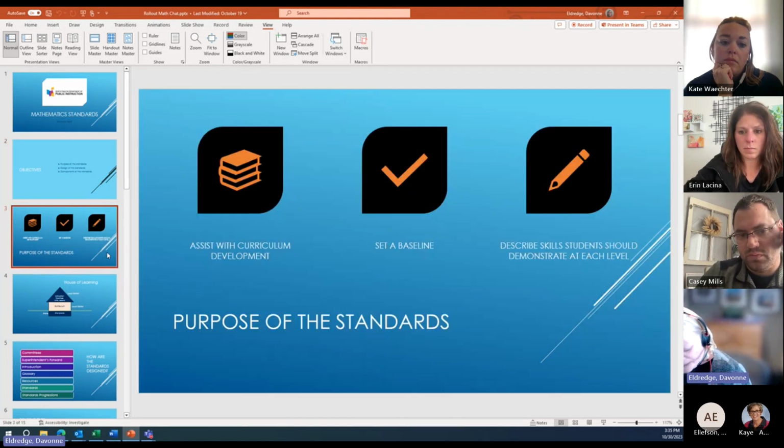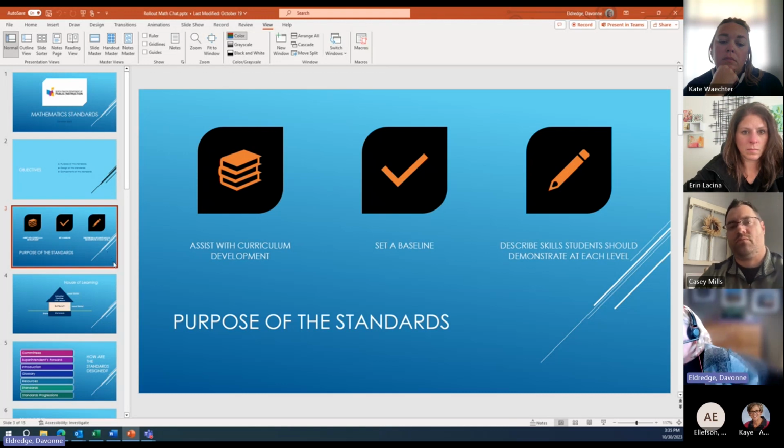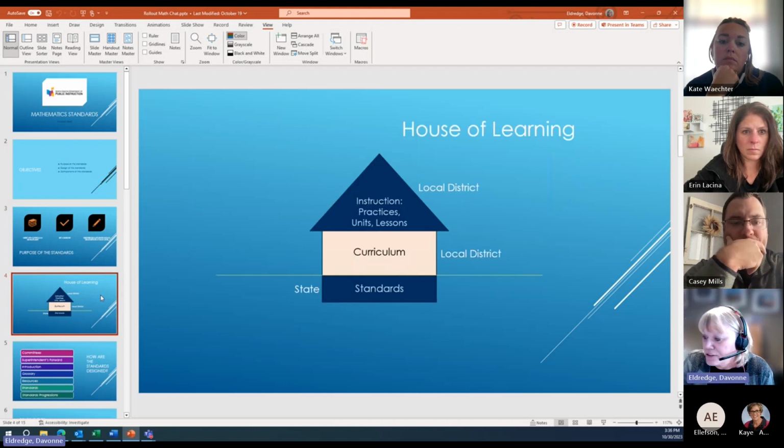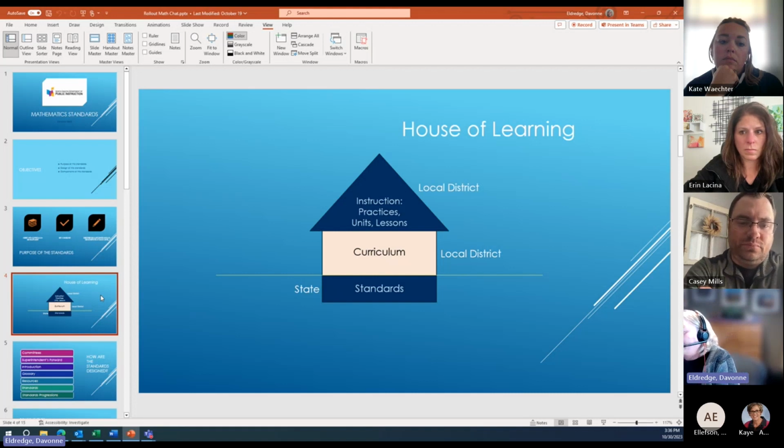The purpose of standards is to basically assist districts with the development of curriculum. They also set a baseline of knowledge for the students in North Dakota to have achieved by the time they graduate. And they also have some indicators that describe where students should be to demonstrate that they are proficient and that they are on the path toward reaching the level of skill and knowledge that will be expected of them when they do graduate.